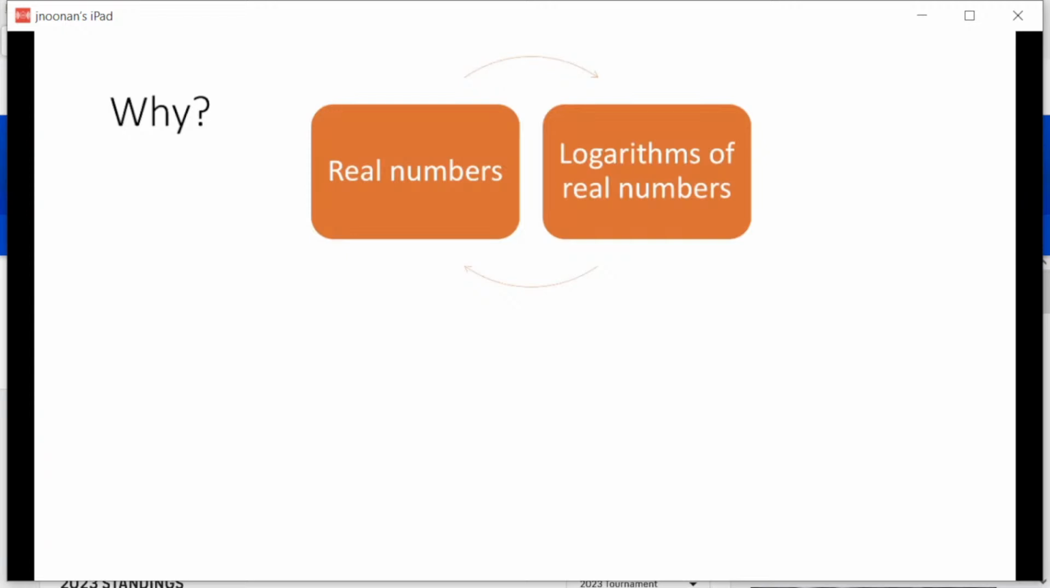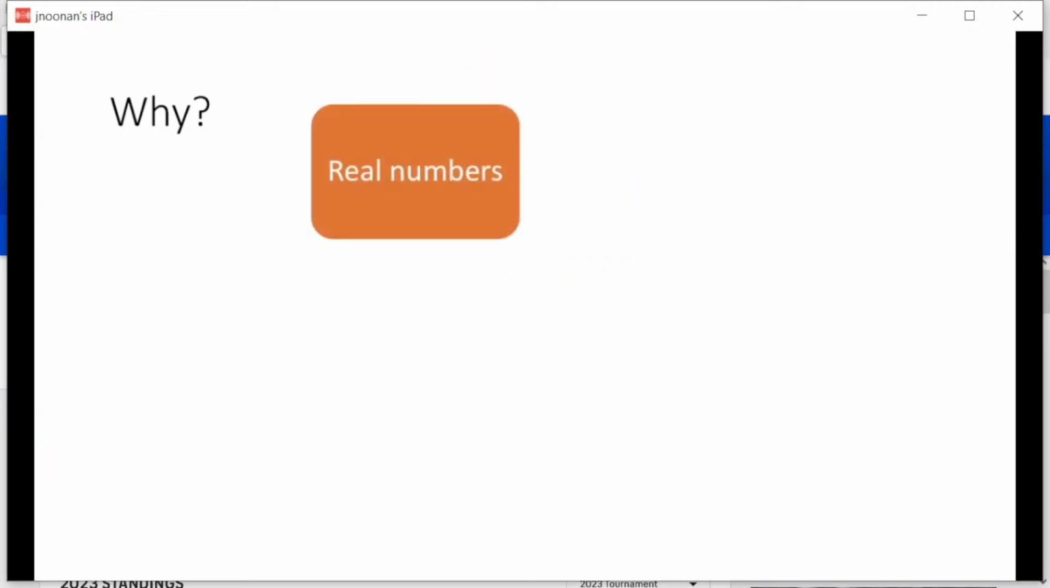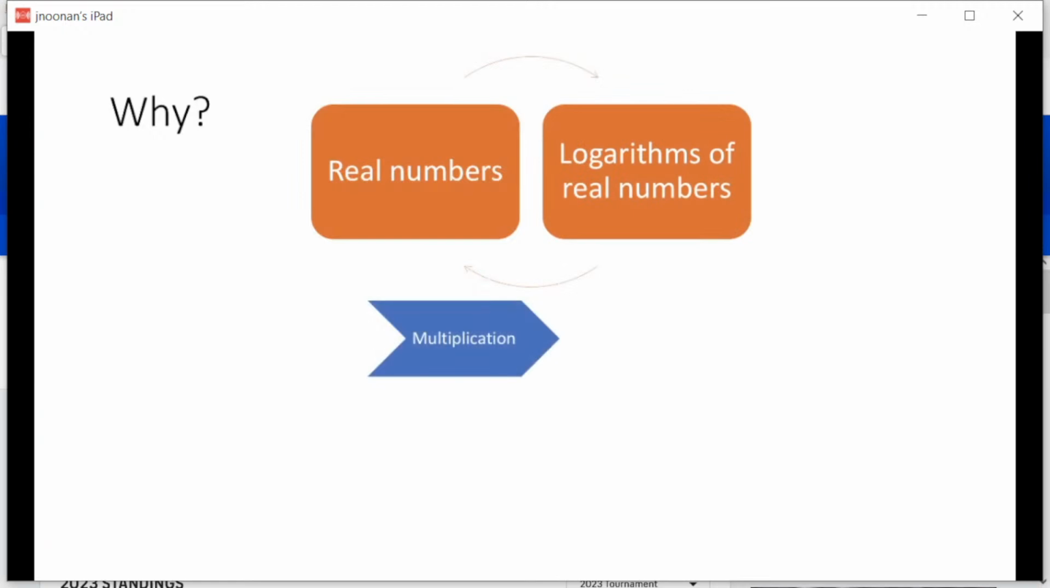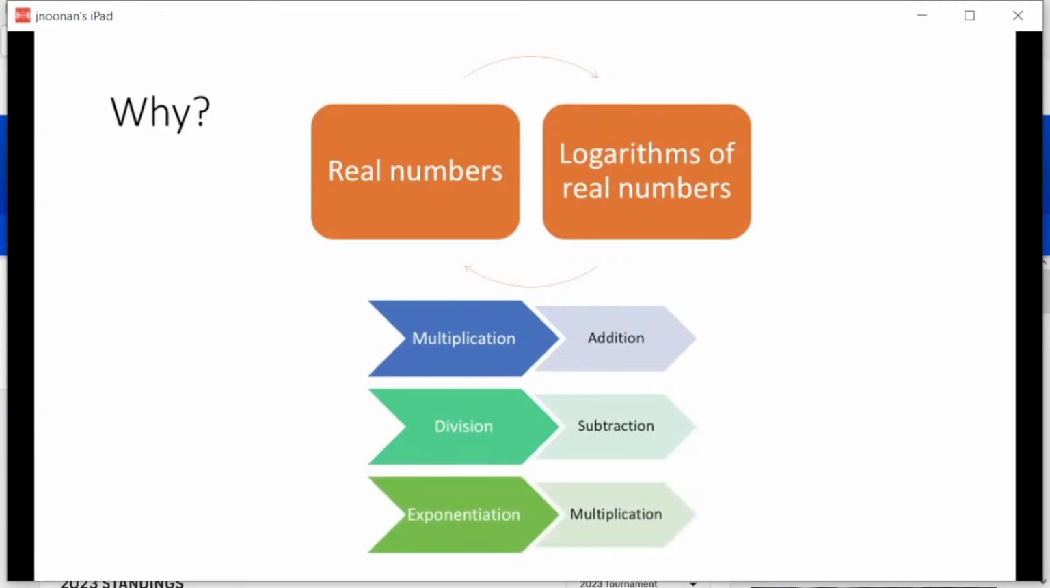Okay, well here's the deal. Let's try to survive these next couple of minutes together. So real numbers and logarithms of real numbers can be easily switched between the two of them. And so what happens when you switch to logarithm land is multiplications become additions, division becomes subtraction, and exponentiation becomes multiplication. So for example, if I have A times B, I could do the log of A times B, and that's going to be the same as the log of A plus the log of B.